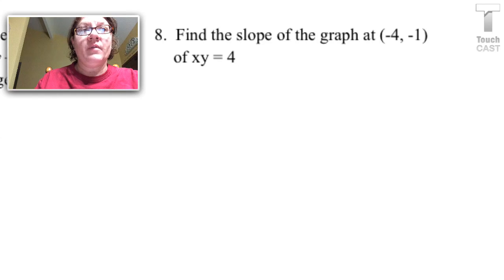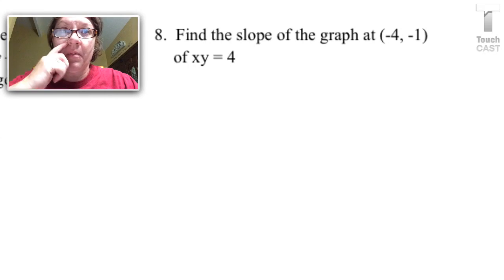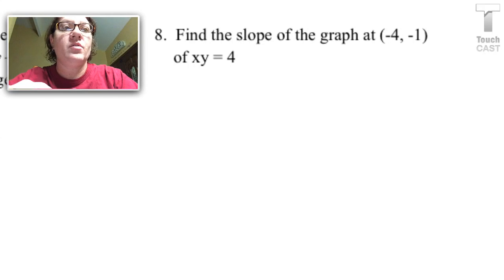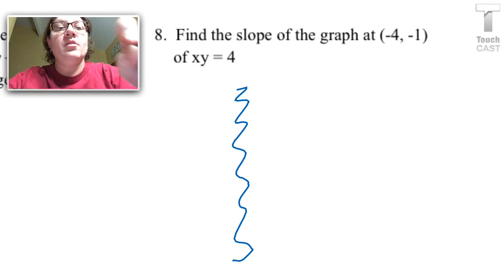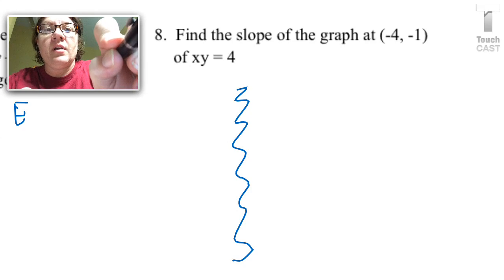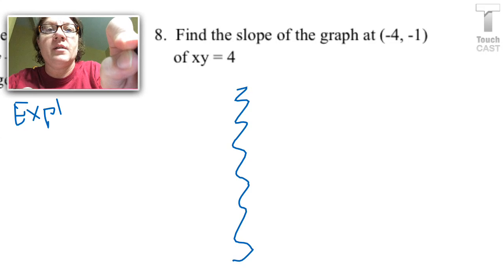So on this next one, I want to find the slope at a particular point. So that means I need to take the derivative. Now, I actually have a couple of options, so I'm going to work this two different ways. I could do it explicitly. Remember, explicitly means I need to have y solved for itself.